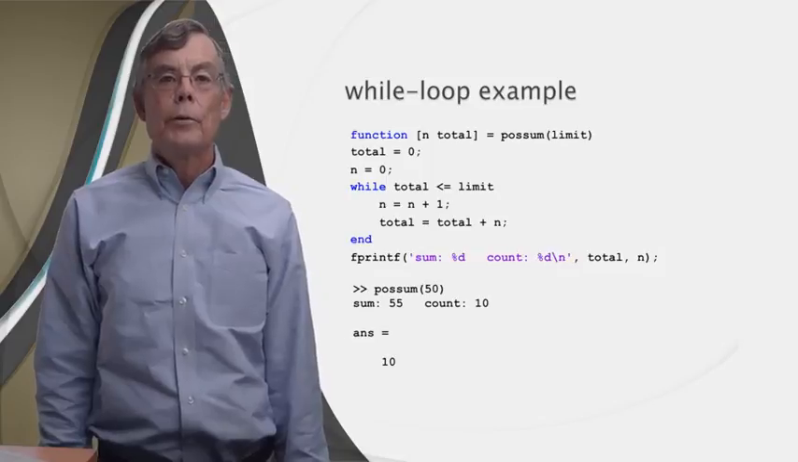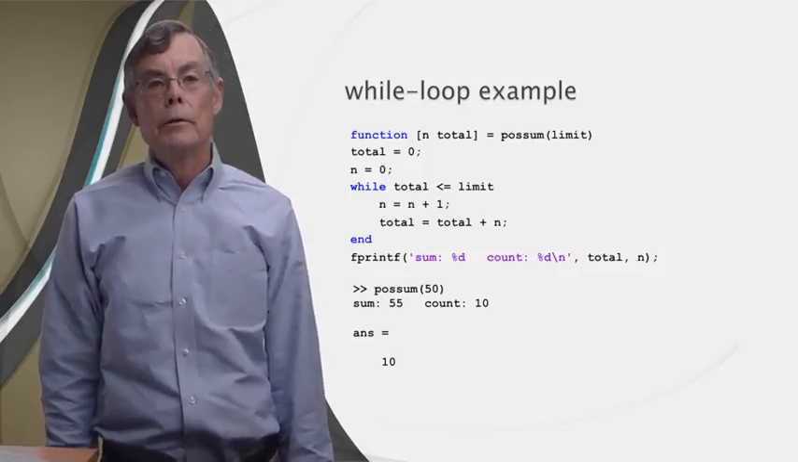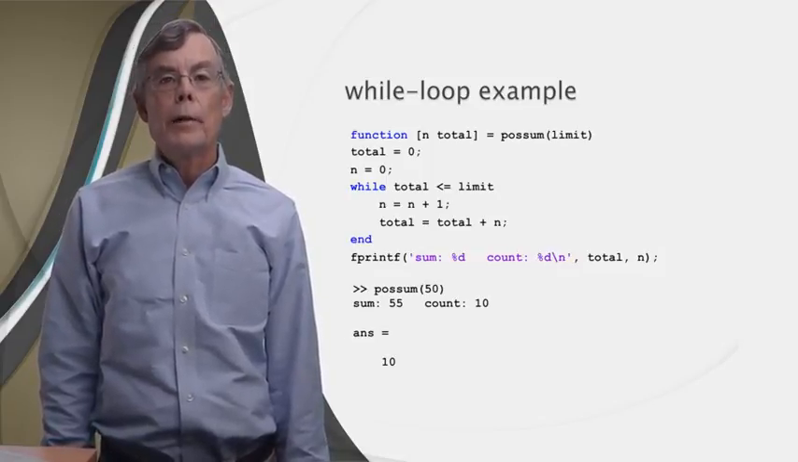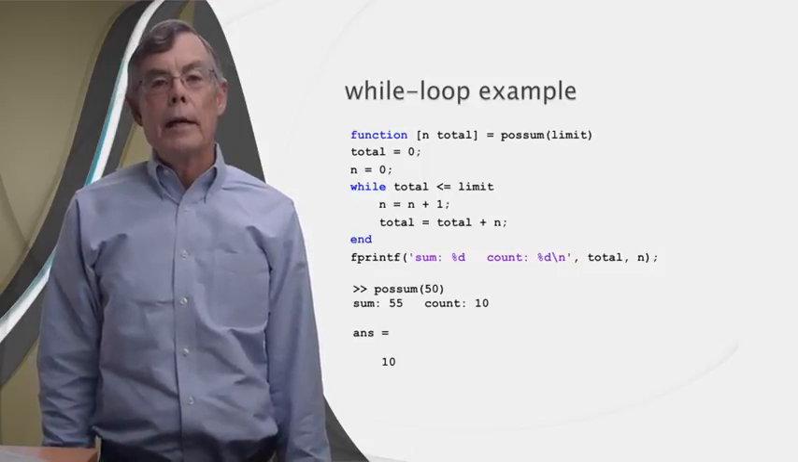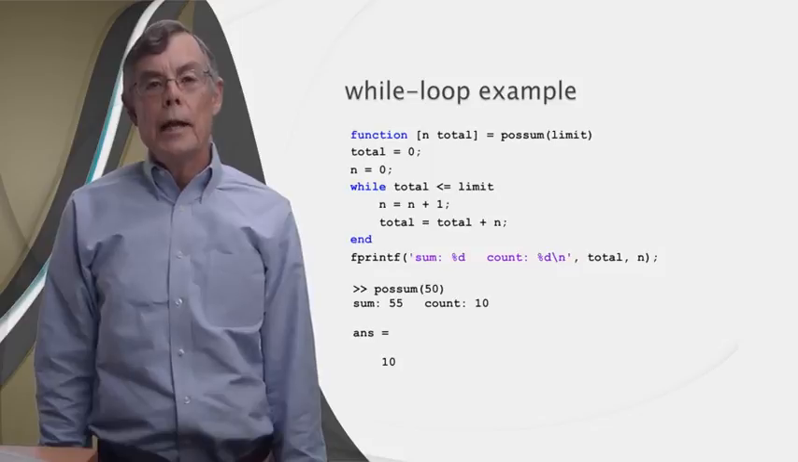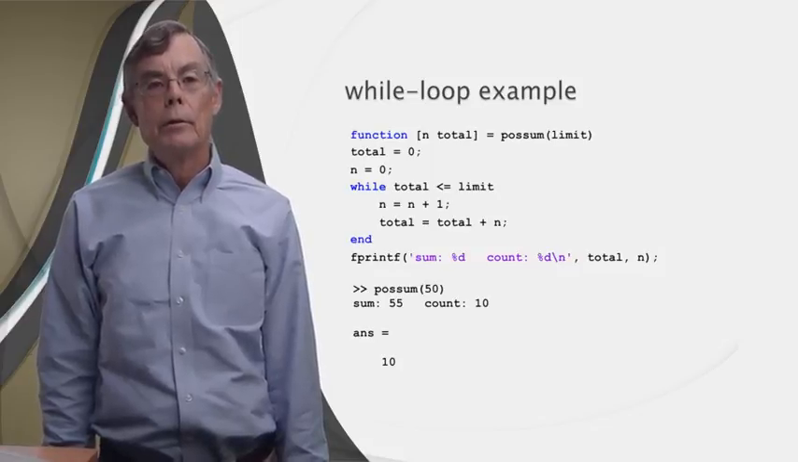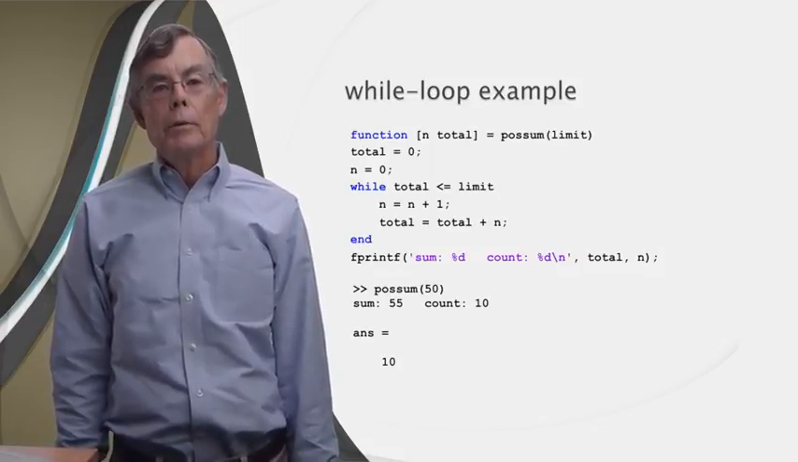If we run the function with the input 50, here's the result. The first line of the printout came from the fprintf inside the function. Then MATLAB caught the first output argument in its ANS variable and echoed the result. The second output argument was discarded.